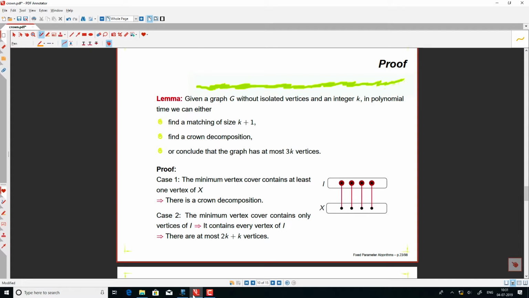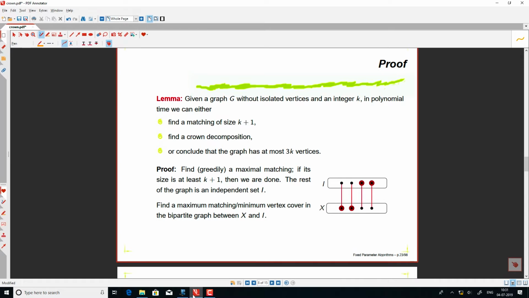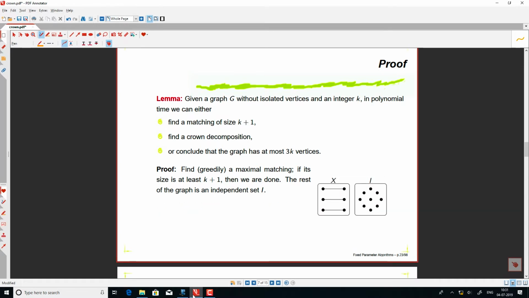How that 2K comes. So, in the first step, I find a maximal matching. This X is a maximal matching. If it is of size K plus 1 or more, I would have stopped. So this is at most K. How many vertices are there in X? 2K, because the matching size is at most K, so the number of vertices is at most 2K. Any other questions?